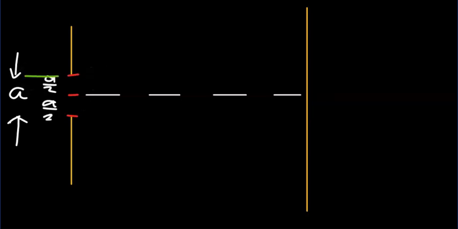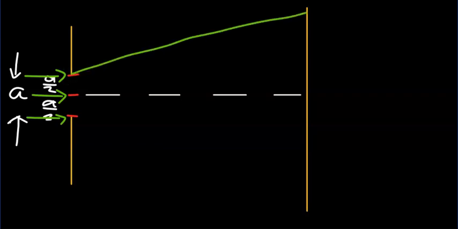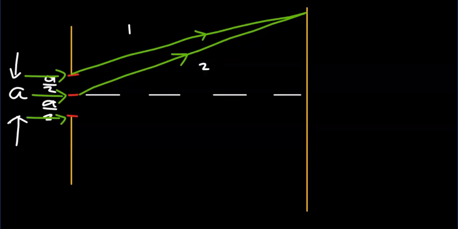Now let's assume a ray of light hitting that slit like that. Let's look at two particular rays. One ray is hitting the screen like that, and the other one is hitting the screen from the central part of that slit. These two rays, let's label them 1 and 2, will travel different distances as they reach that point. The difference in the length or the distance they traveled is given by that distance right there.